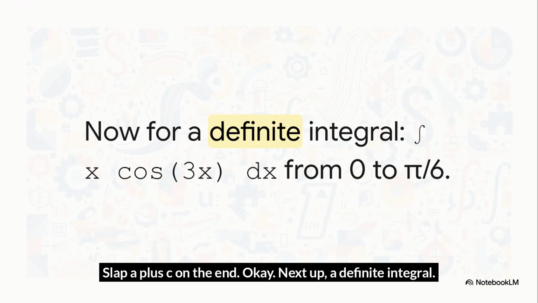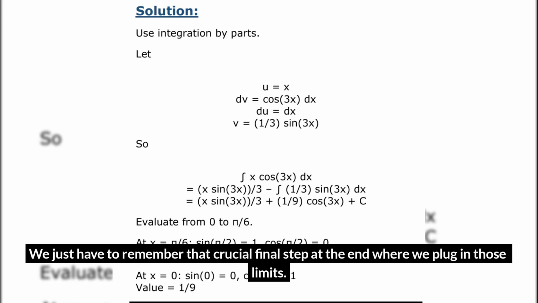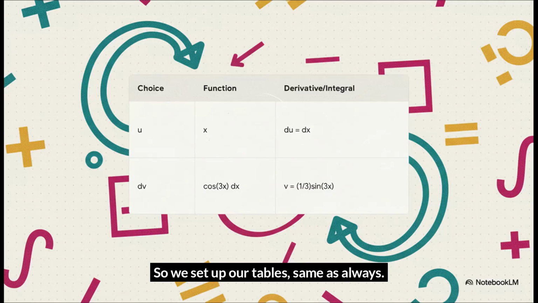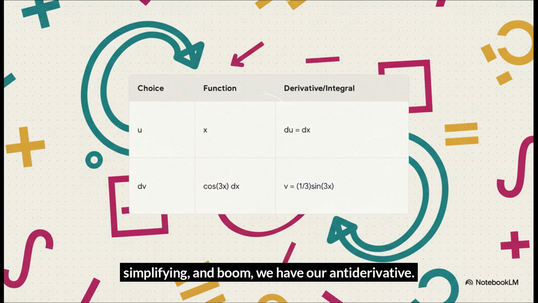Okay, next up, a definite integral. The beginning of this problem is going to feel exactly the same. We just have to remember that crucial final step at the end, where we plug in those limits. So we set up our table, same as always. u is x, dv is cosine of 3x dx. We differentiate and integrate to find du and v. Then we plug it all into the formula, do a little bit of simplifying, and boom, we have our antiderivative.